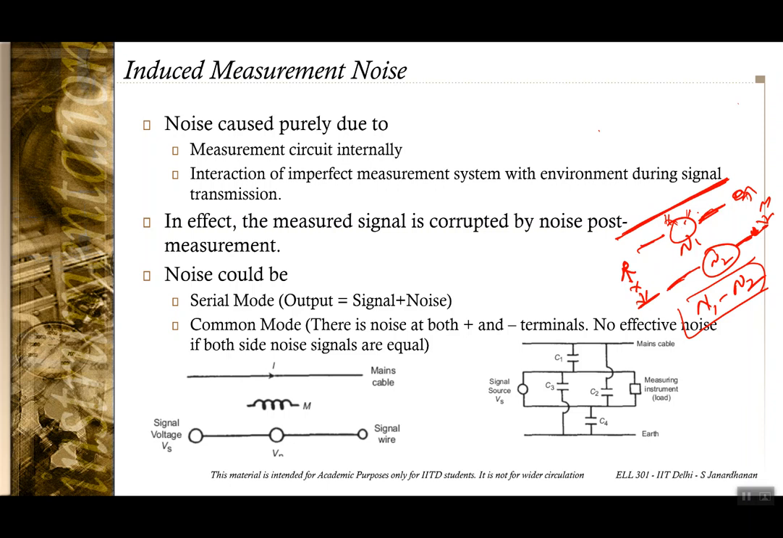Like in this case, let us say you have the mains and earth that are getting capacitively coupled with your measuring circuitry. Now if C1 is equal to C2, then the coupling effect due to this mains cable is the same across both the terminals, both the lines here. So if they are equal, then it is going to have a zero effect.